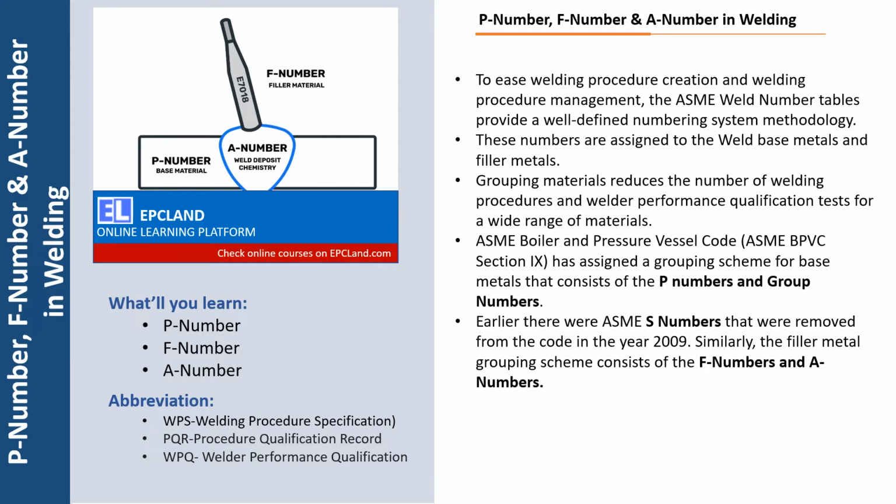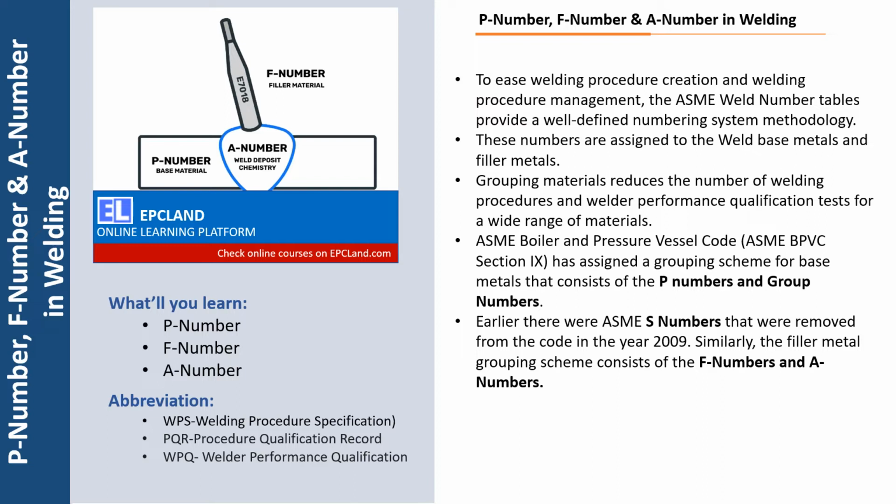These numbers P, F or A are assigned to weld base metal or the filler metals. Along with that, they have grouped these materials so that the number of welding procedures and performance qualifications are reduced. Grouping helps in standardization of the system. So we can have numbers with us and we can refer to those welding procedure and welding performance qualification tests also. That means with few numbers we can cover a wide range of materials.